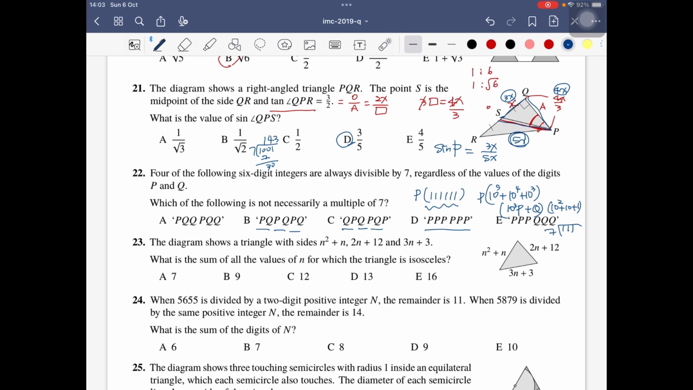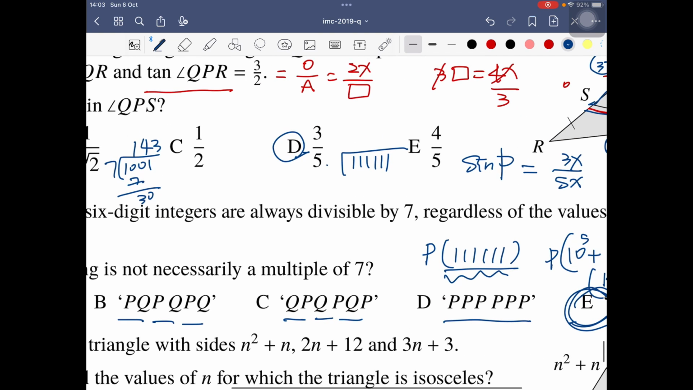Let's check once more. Oh, this is not divisible by 7. But just to be on the safe side, let's check these six ones, whether it's divisible by 7. 1, 1, 1, 1, 1, 1. I think this will not be.